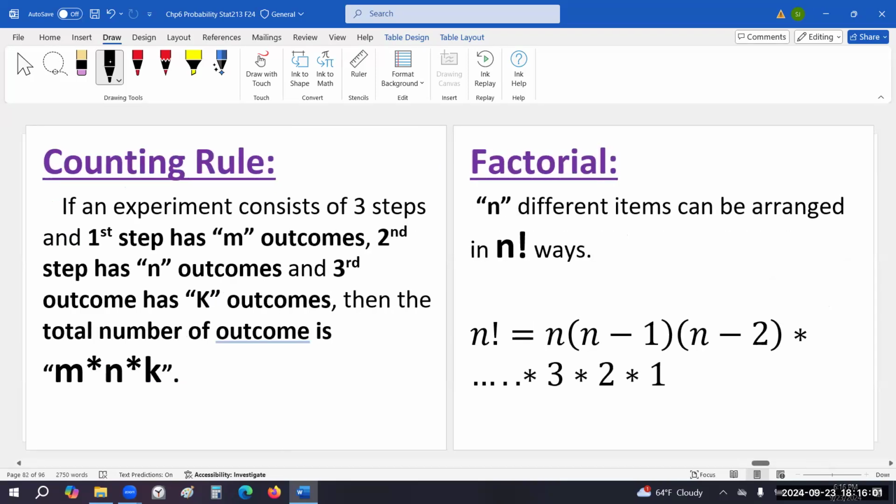The next one is based on counting rules. How do you count? So if an experiment consists of 3 steps, and first step has M outcomes, second step has N outcomes, and third step has K outcomes, then the total number of outcomes is their product.